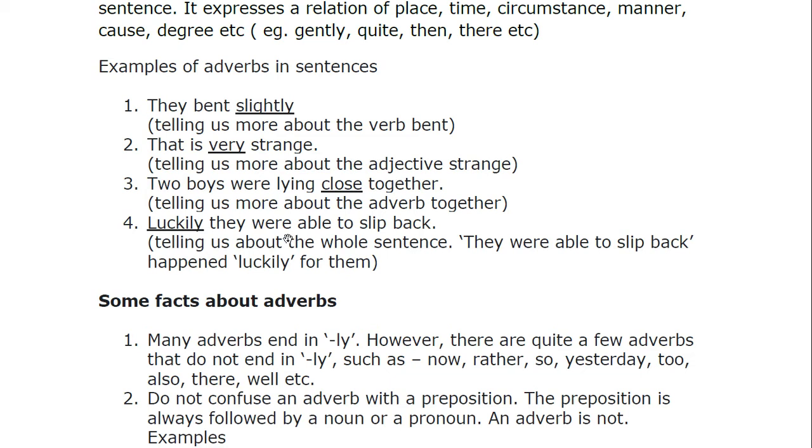Next one. Luckily they were able to slip back. So this adverb, luckily, tells you about the whole sentence. Now how does it tell you about the whole sentence? You see, they were able to slip back. So that is what happened in the whole sentence. Now it tells you how it happened. It happened luckily for them. That's why it's telling you more about this whole thing that happened in the whole sentence. So it is an adverb.